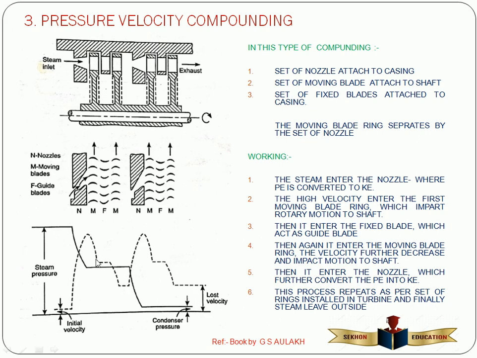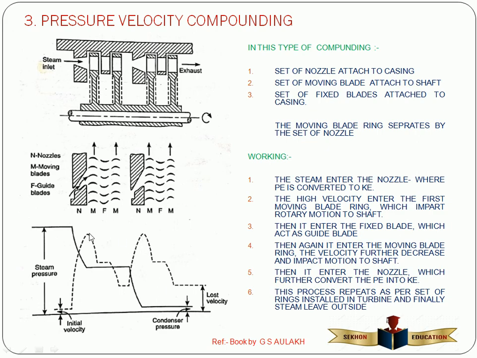Then this kinetic energy also does not drop down in one stage because we have two moving blades in a single stage. That means the partial kinetic energy drops in the first moving blade, then it is guided with the help of the fixed blade, then it again drops down with the second moving blade. Then after the second moving blade it enters the second stage, where the pressure again drops down and the kinetic energy again increases.